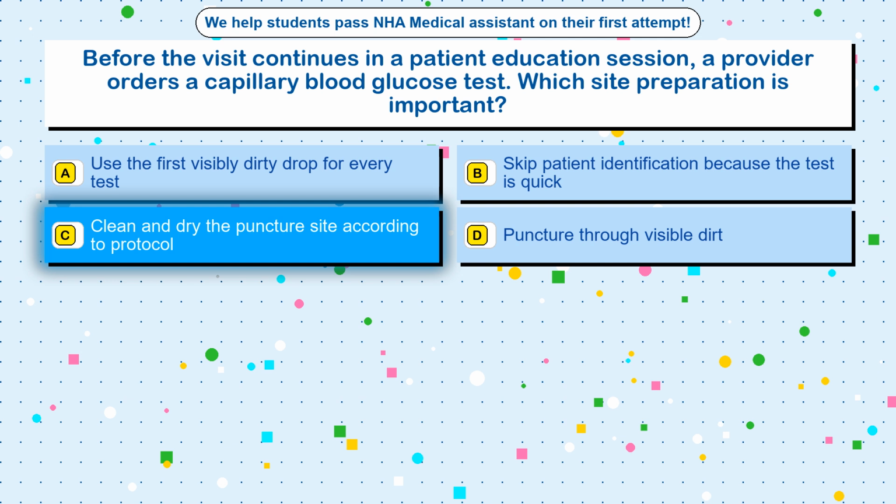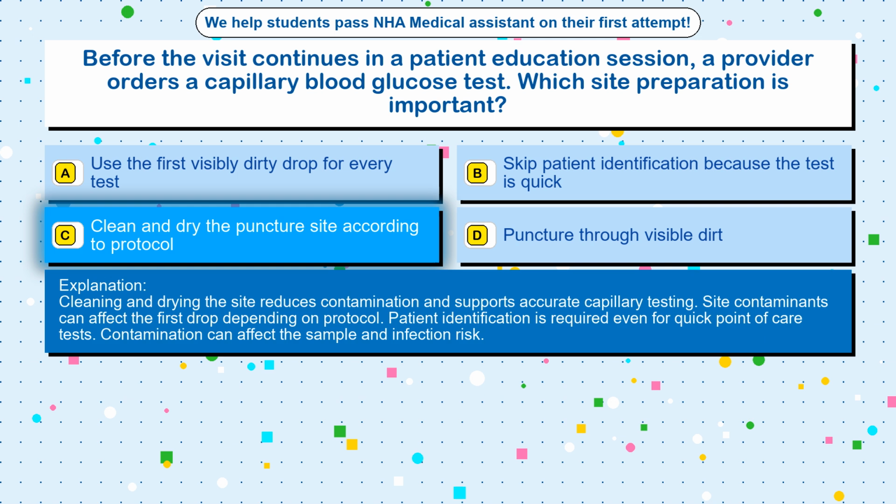The correct answer is option C, clean and dry the puncture site according to protocol. Cleaning and drying the site reduces contamination and supports accurate capillary testing. Site contaminants can affect the first drop depending on protocol. Patient identification is required even for quick point-of-care tests. Contamination can affect the sample and infection risk.